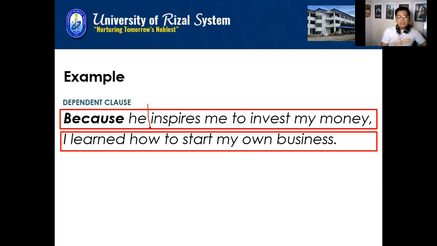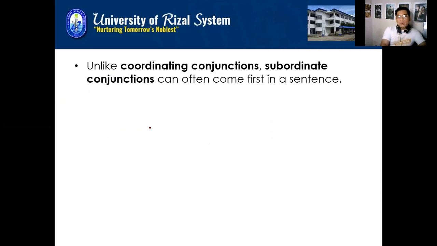I learned how to start my own business: "I" is the subject, and "learned how to start my own business" is the predicate, therefore it follows the subject-predicate structure. So that is our independent clause. So we have a dependent clause and an independent clause. Unlike coordinating conjunctions, subordinating conjunctions can often come first in a sentence.